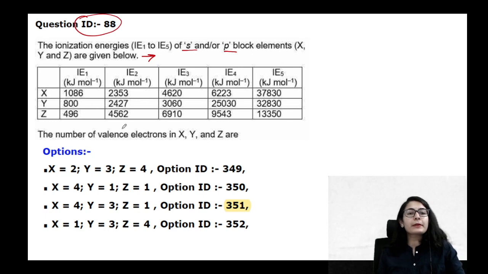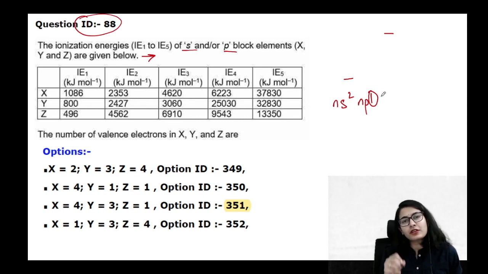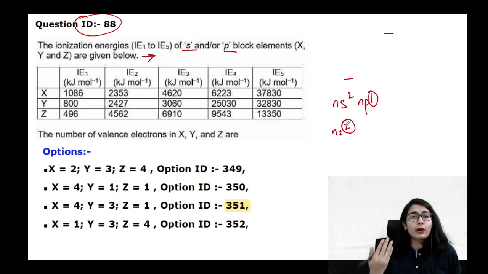Now it's a very simple question, guys. When there is a very high jump in the ionization energy, it means you are removing an electron from the fulfilled orbital. So if I say I have NS2 and NP1, removing this one electron is going to require lower energy, and when I remove an electron from NS2, it is going to require very high energy. So the number of valence electrons are asked.